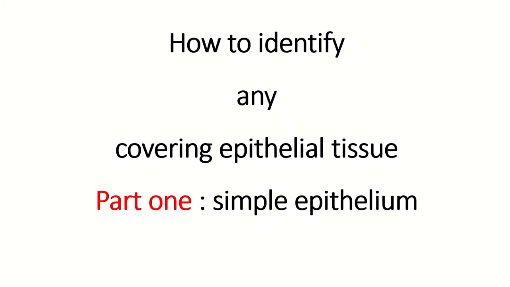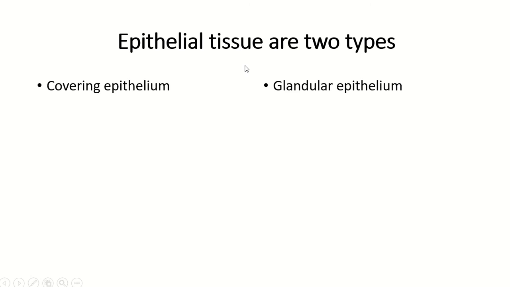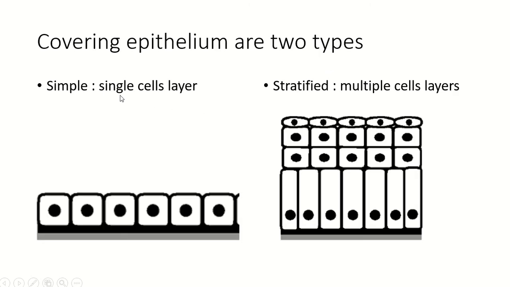In this video I discuss how to identify any covering epithelial tissue. In this video I particularly discuss the simple covering epithelium. You know the epithelial tissue are two types, covering epithelium and glandular epithelium. Covering epithelium is also two types, simple epithelium and stratified epithelium. Simple epithelium means when cells are arranged in a single layer. Stratified epithelium means when cells are arranged in multiple layers. This is one cell layer, this is another cell layer.